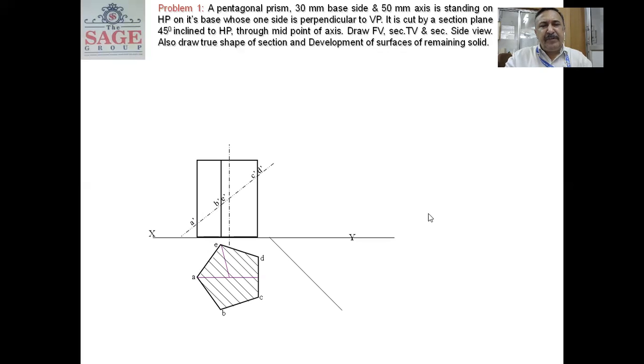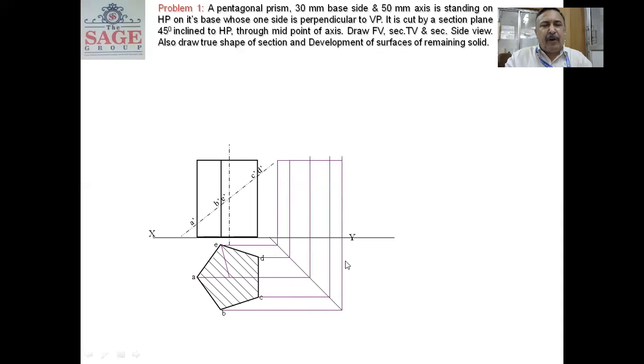Now we draw the side view. So how do we draw the side view? We draw a 45-degree line, then draw from the top view the projectors parallel to XY, and then projectors perpendicular to XY. This is the way of drawing the side view. Now this completes our side view.